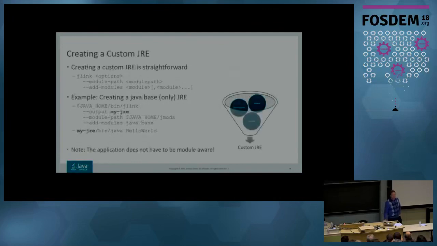So creating a custom JRE is very straightforward. You use the jlink tool that Dan mentioned earlier, and you give it a few options. The example there shows how I'm creating a JRE with only the java.base module in it. I'm basically saying spit out a JRE in this directory, and the directory in question is my-jre. I'm saying pick up the modules from here. The modules live inside of the JDK, so you start out with your JDK and you say pick modules from this JDK, and I only want to include java.base. And a few microseconds later, you'll have a JRE that is tailor-made to only include java.base, and you can run Hello World with it.